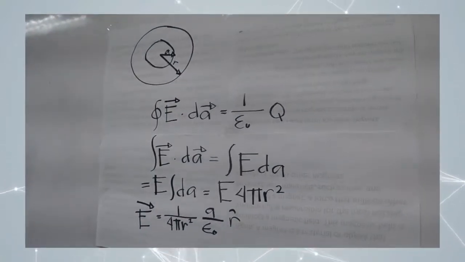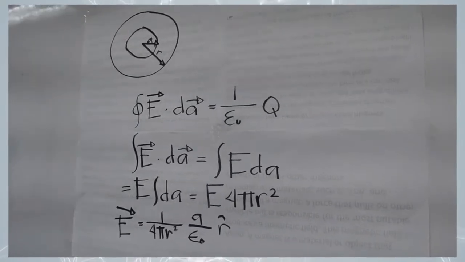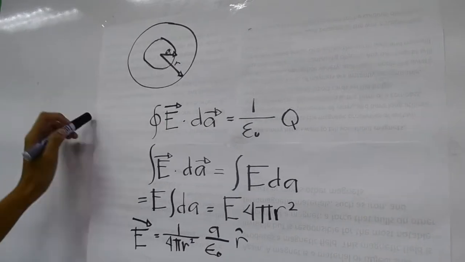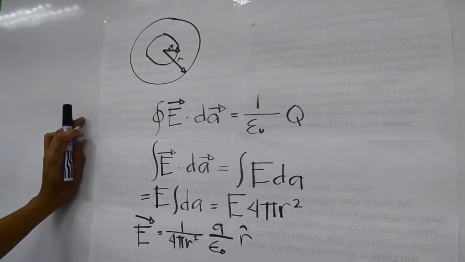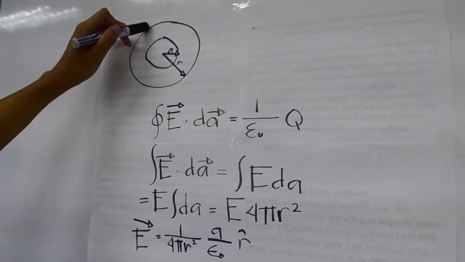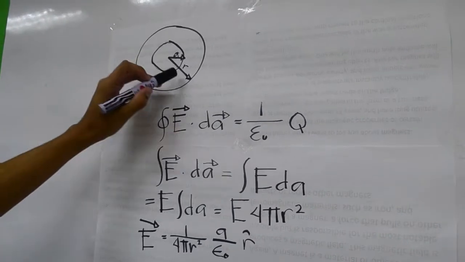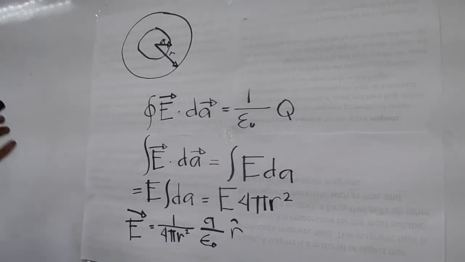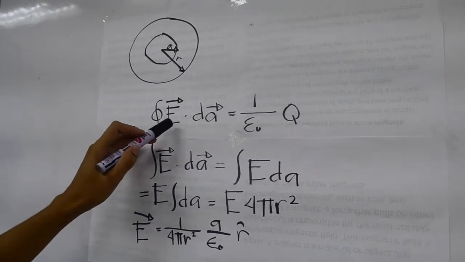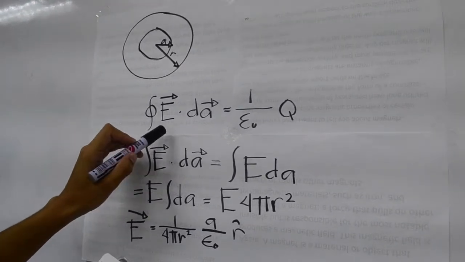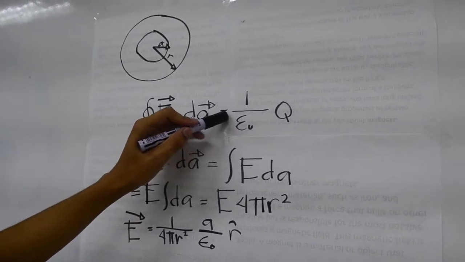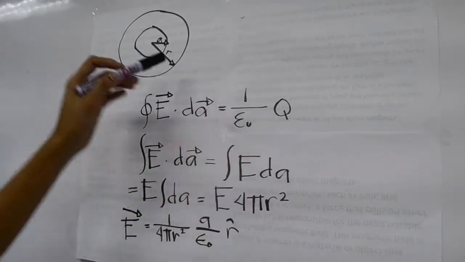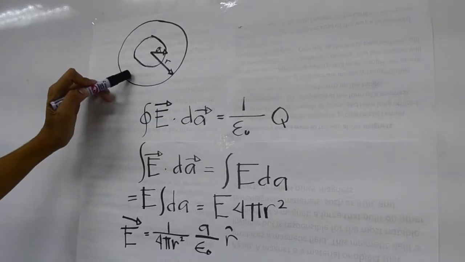Okay, for the next example, we have a Gauss's law example. We have here a sphere with radius a, and we're going to find the electric field outside the surface. Here we call this the Gaussian surface with radius r. Since Gauss's law states that the flux through the surface, the integral of E dot dA, is equal to 1 over the permittivity times the total charge enclosed. This is the charge enclosed.